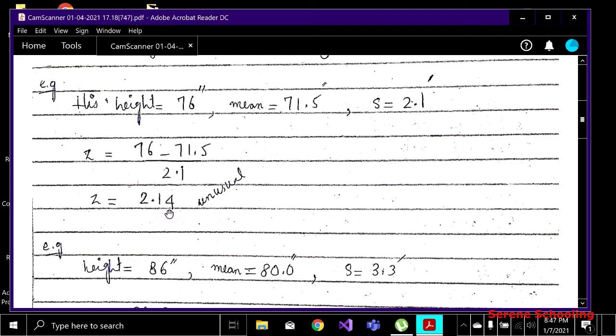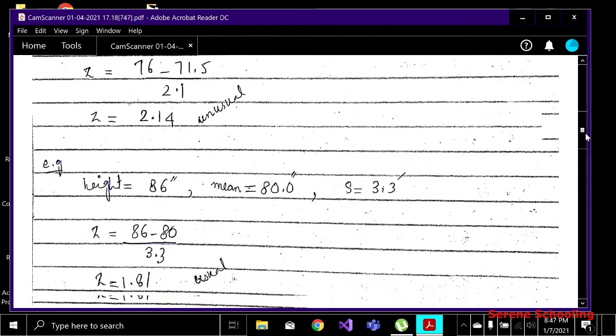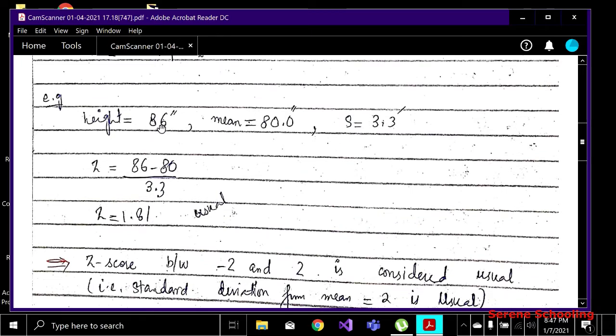We get 2.14. Similarly, in the next question, our height is 6 inches, which is our data value. Mean is this, s is this. Here again, this is our sample data. x minus x bar over s, we get 1.81.